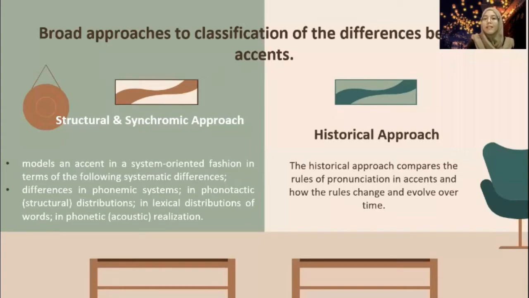Broad approaches to the classification of the differences between accents. In the structural and synchronic approach, an accent is a system-oriented question in terms of the following systematic differences: differences in phonemic system, in phonotactics or structural distribution, in lexical distribution of words, and in phonetic or acoustic realizations. While the historical approach compares the rules of pronunciation in accents and how the rules change as they evolve over time.